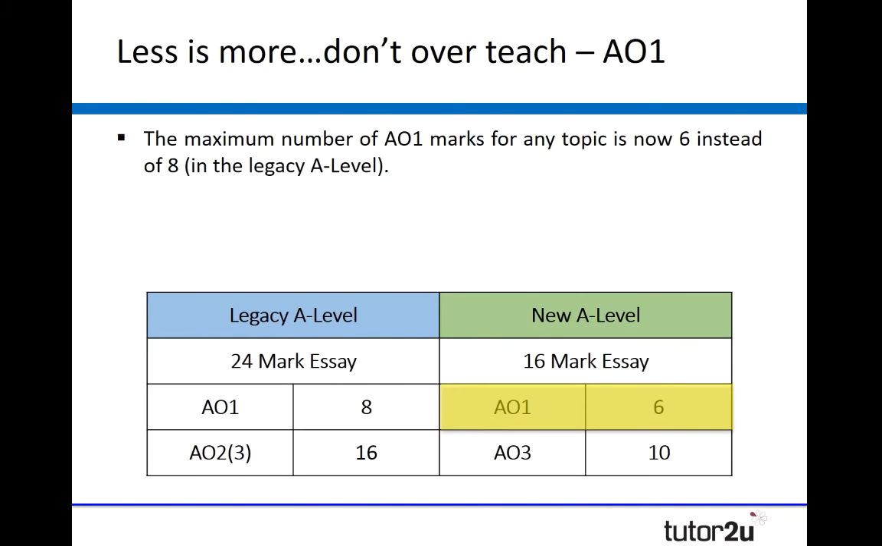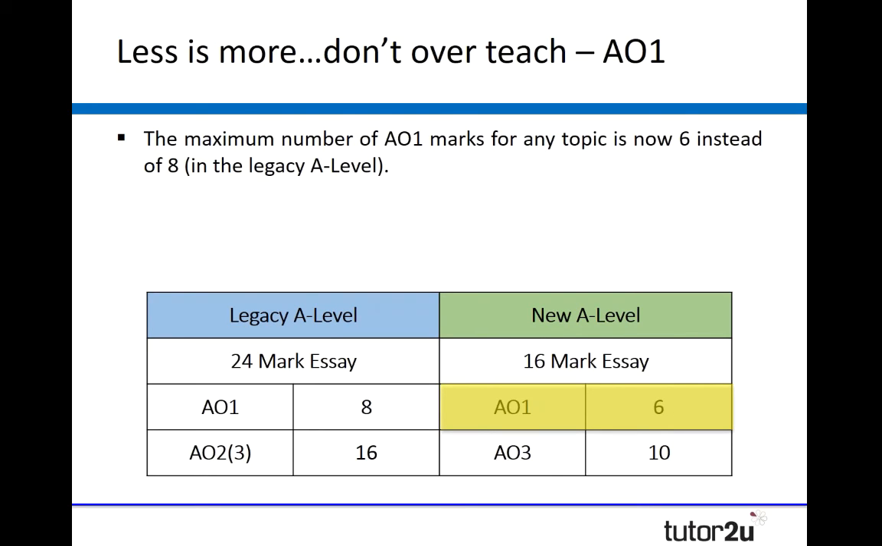In terms of AO1, and I think this again is very important, the maximum number of AO1 marks for any single essay or topic is now 6 marks instead of 8, which it was in the old legacy A-level. And that might not seem like a huge difference.